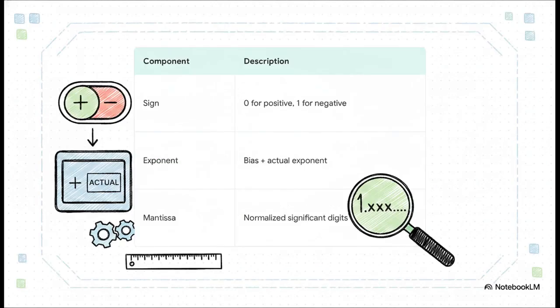Let's clearly define what each of those 3 blocks is actually doing under the hood to capture a real number. First up, the sign bit. It is incredibly simple. A 0 means the number is positive, and a 1 means it's negative. Next, the exponent field.